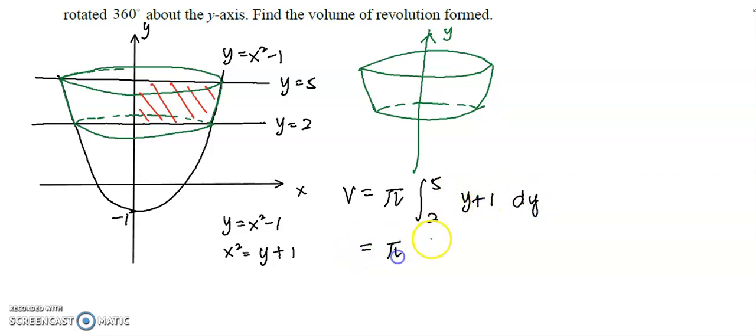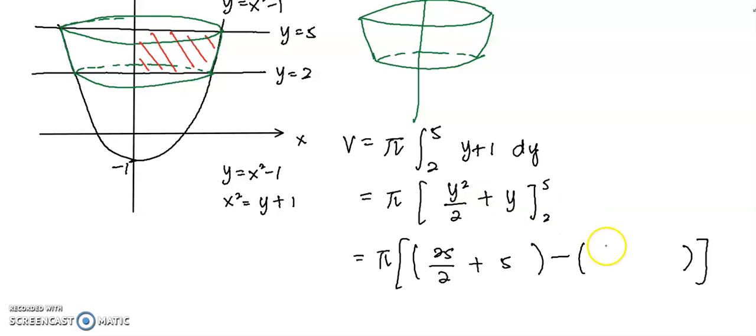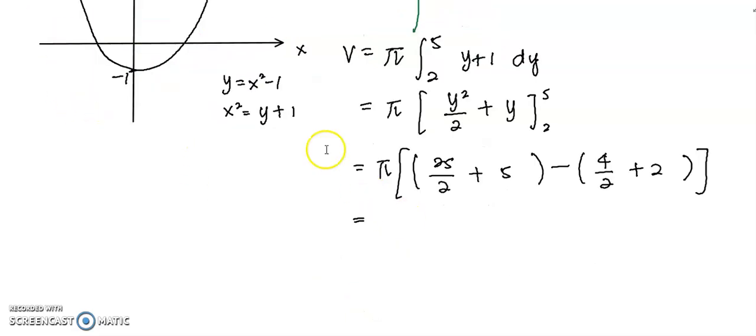So now integrate as usual. You have y squared over 2 plus y, integrated from 2 to 5. And after that, just substitute the upper limit and minus the substitution of the lower limit. 5, substitute inside, you get 25 over 2 plus 5. 2 put inside, you will have 4 over 2 plus 2. And the final answer is 27 over 2 pi unit cube.